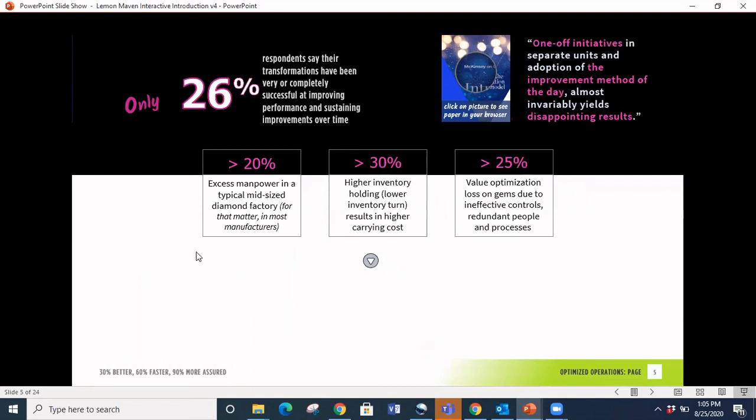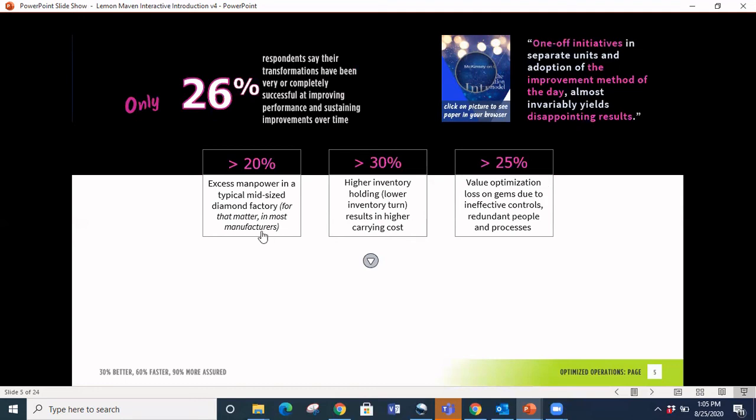Let me give you an example of one of the clients who use Maven. This was a manufacturing client. They were having excess manpower, which was adding to their cost. Their delivery times were pretty high, which were adding again to their inventory cost. They were dealing with ineffective controls, which restricted them from achieving the optimal value on their outputs, or the diamonds which have been generated out of that.